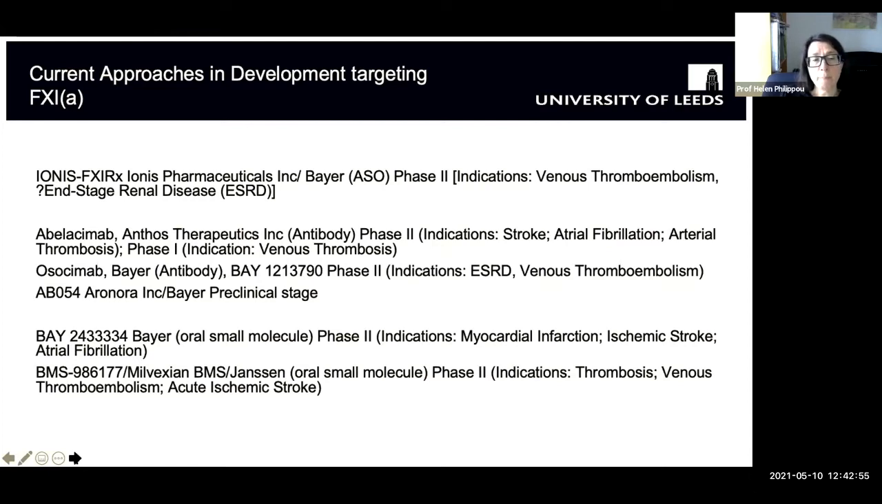So with respect to small molecules, there are 2 currently that are quite advanced in large pharma. There's one by Bayer, and the indications they're going for are myocardial infarction and ischemic stroke in atrial fibrillation patients. And then there's BMS, who've partnered with Janssen, and they're looking at the indications of thrombosis, venous thromboembolism and acute ischemic stroke. And I understand that that's also secondary prevention of stroke.